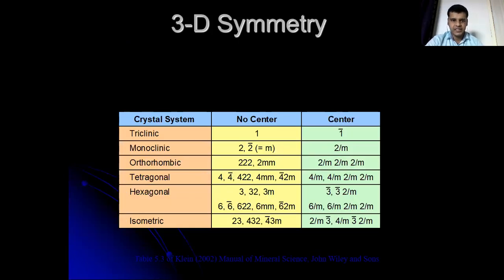For crystal systems, for triclinic the number of centers is 1 bar, and monoclinic 2 bar, and orthorhombic 2, 3 bar, tetragonal. So next class I will show some videos or some images. In that we can easily find out what is 2 bar, 4 bar, what is hexagonal, the number of centers, like that.